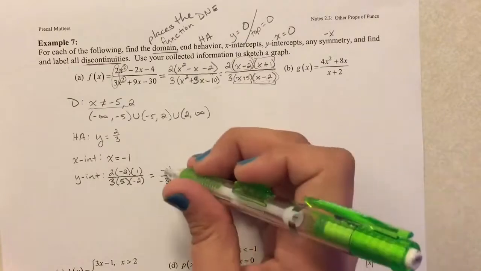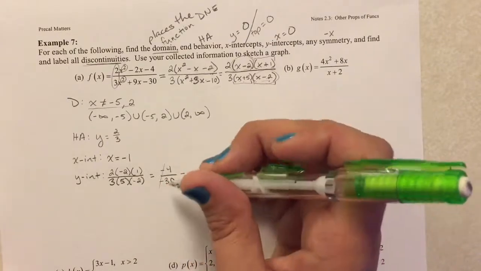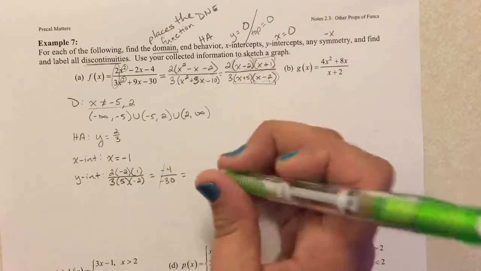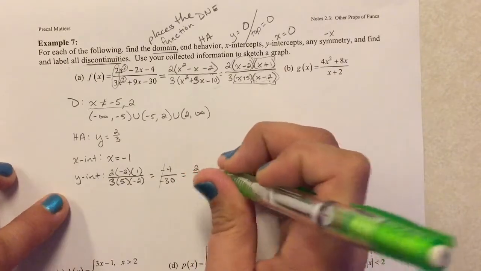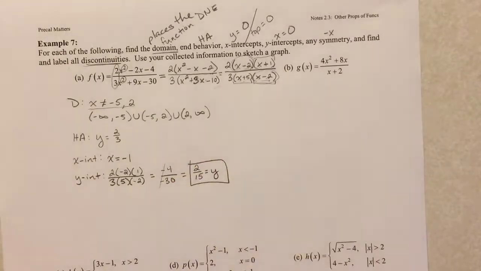And these guys both reduce. First of all, they're both negative, so that cancels out. And then they both reduce by 2, so this is 2/15, and it's a y-intercept, so I'm going to put equals y. So the y-intercept occurs at 2/15, okay?